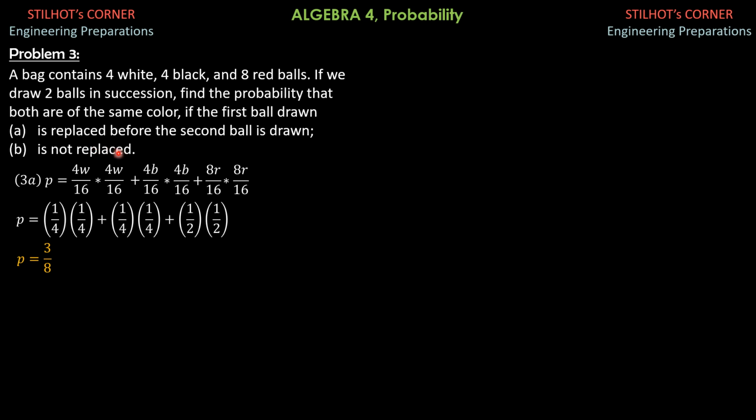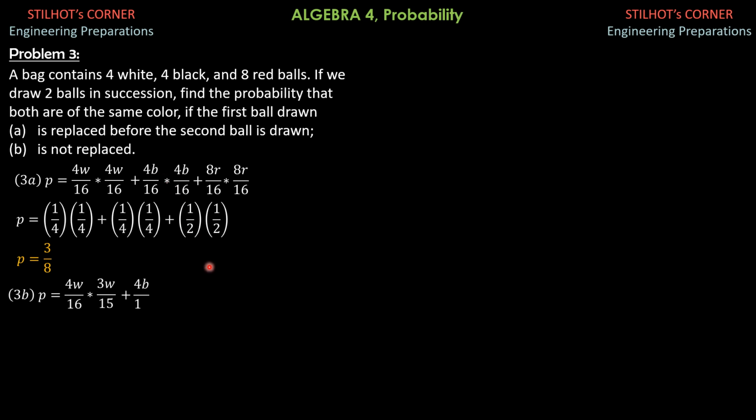For part B, because the first ball is not replaced, for this second probability it will only be 3 over the remaining number of balls, which would be 15. So 3 black balls out of 15. For the red ball case, 8 red over 16, then times 7 red balls remaining out of 15. So the probability for 3B is equal to 4 white over 16 times 3 white balls over 15.